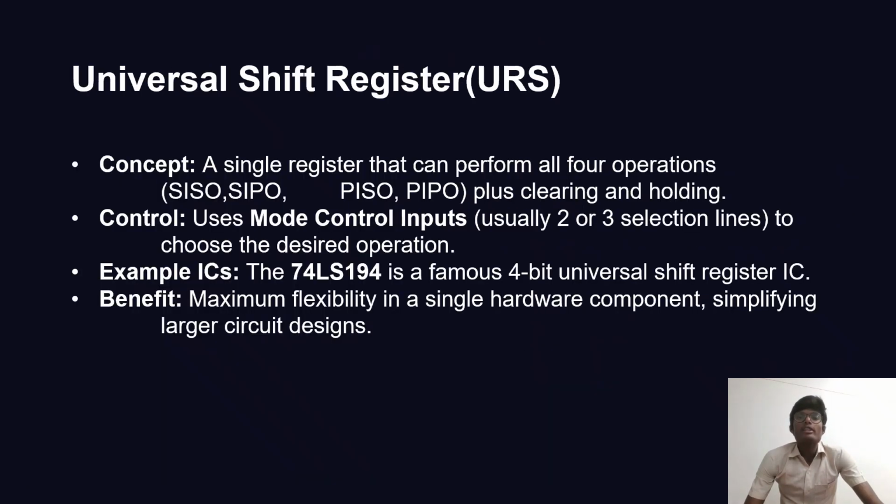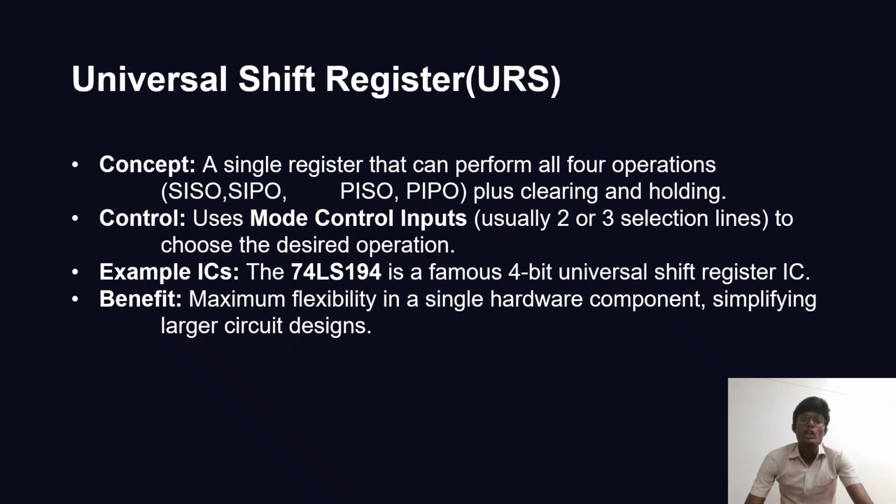Next, we will discuss the universal shift register, called USR. What is a universal shift register? A single register that can perform all four operations: serial in serial out, serial in parallel out, parallel in serial out, and parallel in parallel out. These are the four different operations from a single register.